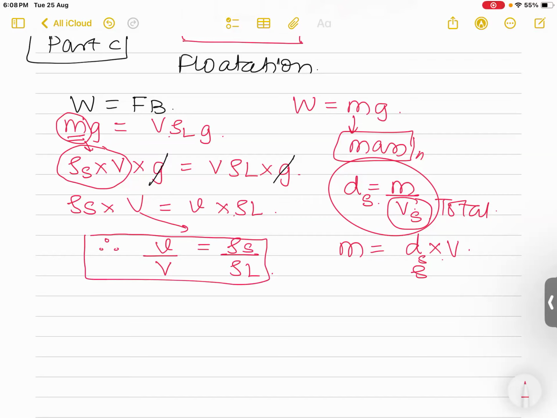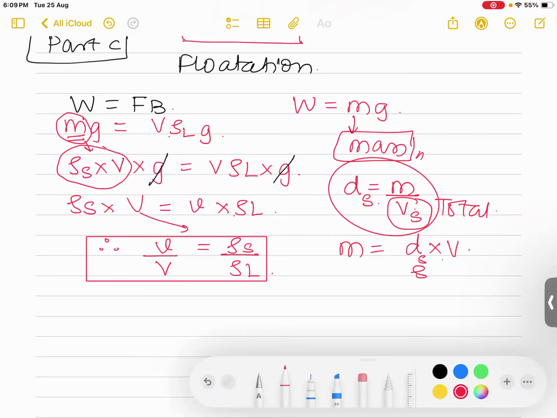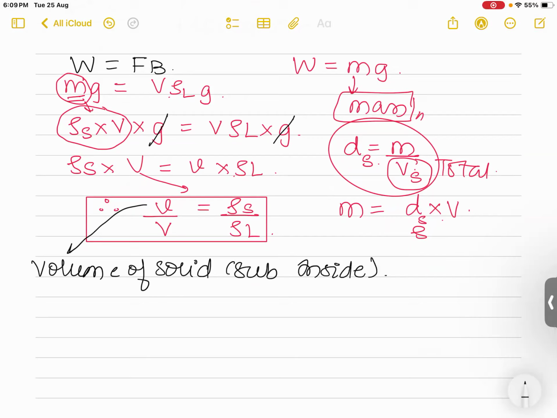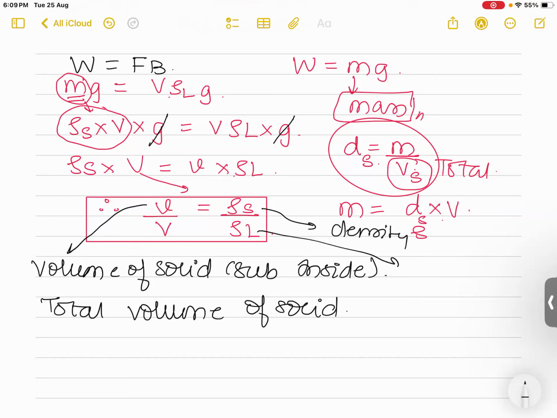This is the formula I need to use in solving the sums related to flotation. Here, if I denote each term, small v represents the volume of solid submerged inside the liquid. Capital V represents the total volume of the solid. Rho S is the density of solid and rho L, guys, is the density of liquid.